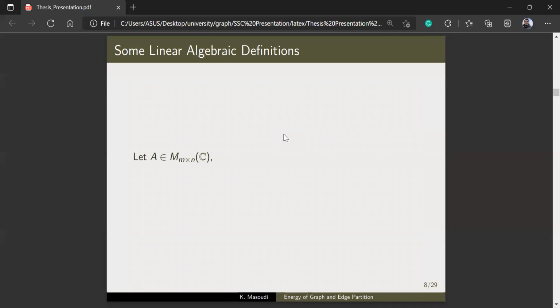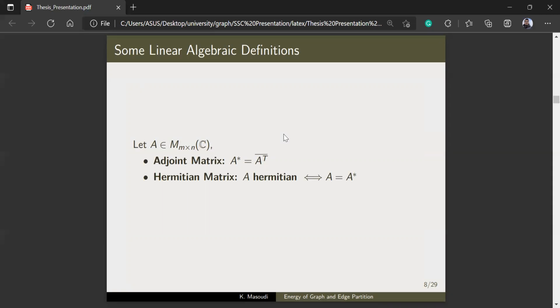We need some other definitions here. Let A be an m by n matrix. The adjoint matrix, which is denoted by A star, is equal to the conjugate transpose of A. In other words, A star is a matrix obtained from A by taking the transpose and then taking the complex conjugate of each entry. And then A is a Hermitian matrix if and only if A is equal to A star.